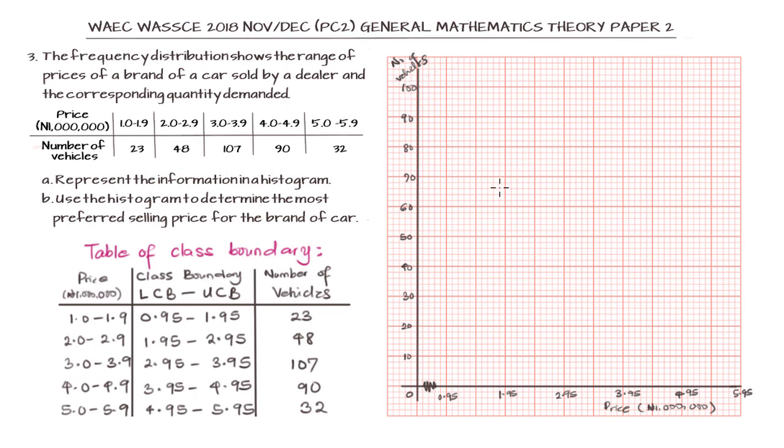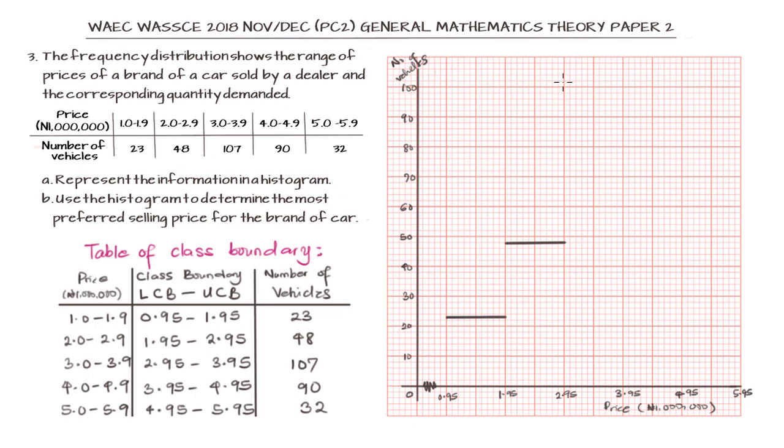Now, what I'm going to be taking is that for the number of vehicles, the first value is 23. And then the class boundary is 0.95 to 1.95. We are going to be working with the upper class boundary and the lower class boundary. So 23 will be in between here, to be here. And then we can draw from 0.95 to 1.95, that is 23. Then 1.95 to 2.95 is being plotted against 48. So with gradation of 2, 48 will be just before 50. So here, 48 and 1.95 to 2.95.